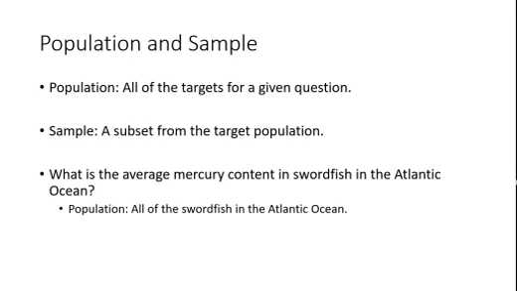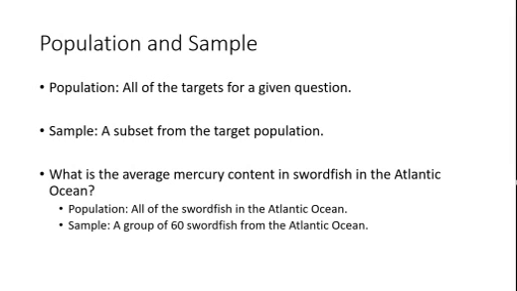Now, if we want to find what the average mercury content is of these, it would be very difficult because there's no way for us to find every single swordfish in the Atlantic Ocean. So what we would do is we'd use a sample. We take a group of 60 and we measure their mercury content. This is where a sample is very nice. By using that compared to the population, you're able to take what would be thousands and millions and take only a smaller subset.